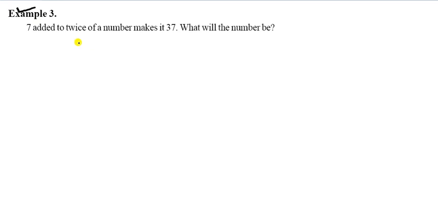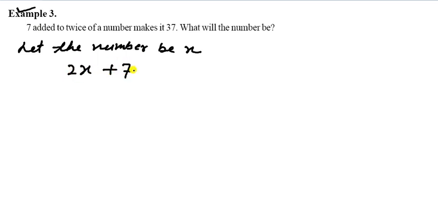7 added to twice a number makes 37. What will be the number? So let the number be x. So 7 added to twice a number: 2x, 7 added, so plus 7. It becomes 37. So let us do something: 7 subtracted.